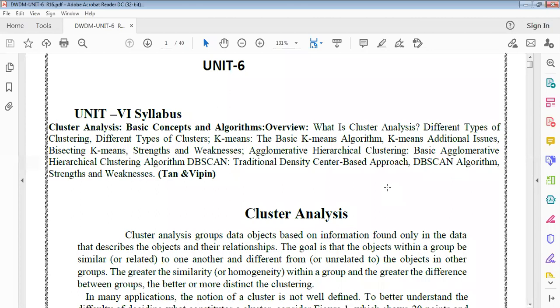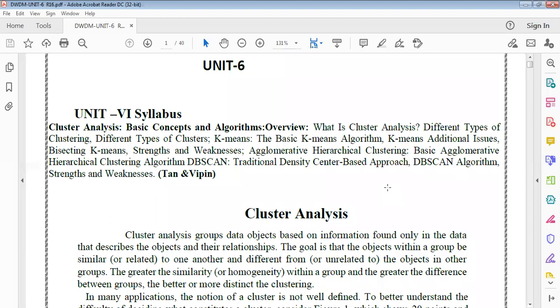Good morning, students. So now in today's class, we have to revise the 6th unit. In the 6th unit, this is the last concept in data warehousing and data mining. So here, mainly you have to discuss cluster analysis.